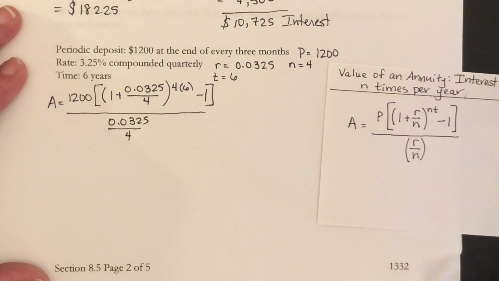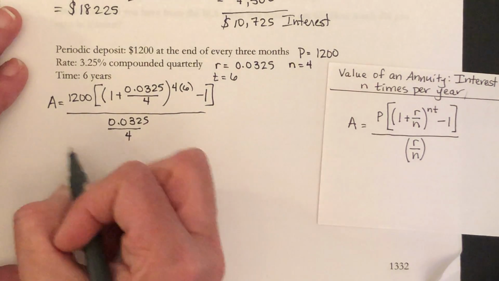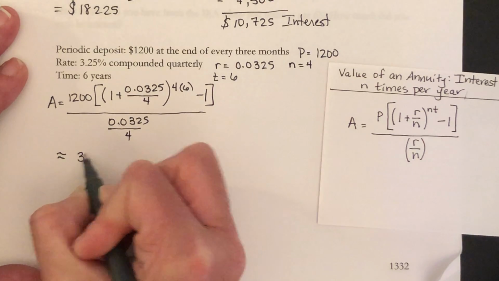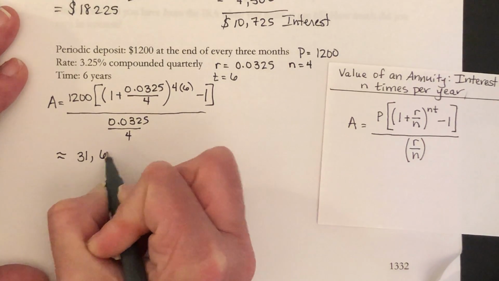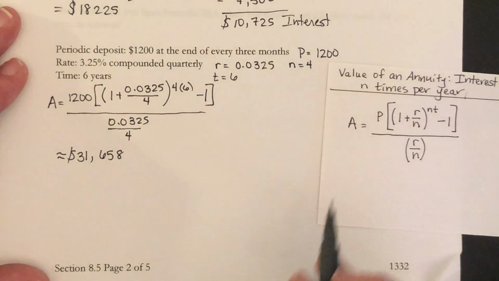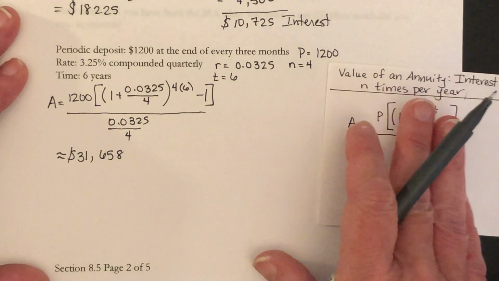Now I'm going to assume by now that you have some experience and you're following along how I enter things in the calculator. So in the interest of time, I'm just going to tell you that magically I went to my calculator and your A value is approximately $31,658. So that's the value of the annuity.